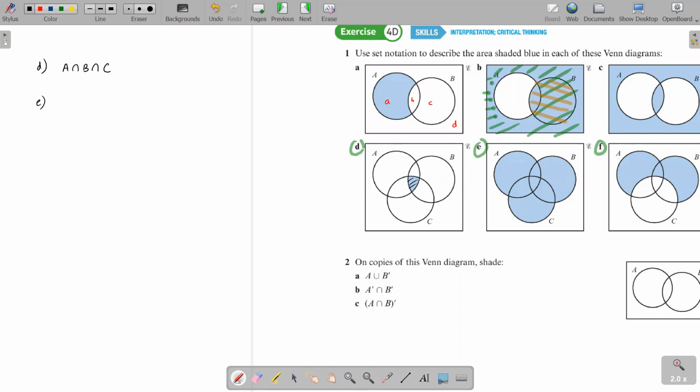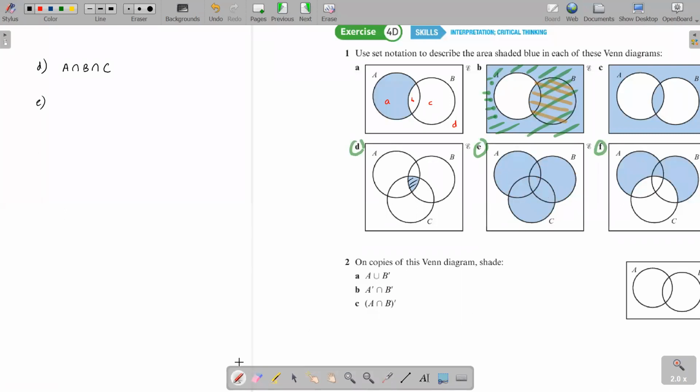Okay, so we'll try the answer for part E as well. So in part E, you can see they have shaded all the three circles. Can you see? So it's fully shaded. No region is excluded. So all the regions inside all the circles are included. Circle A completely, circle B completely, and circle C completely.